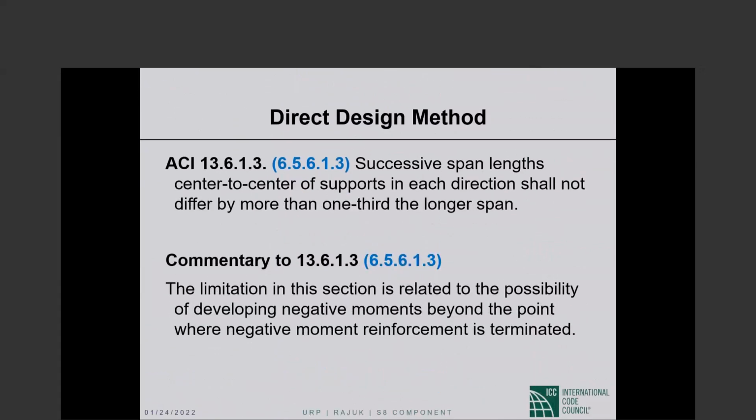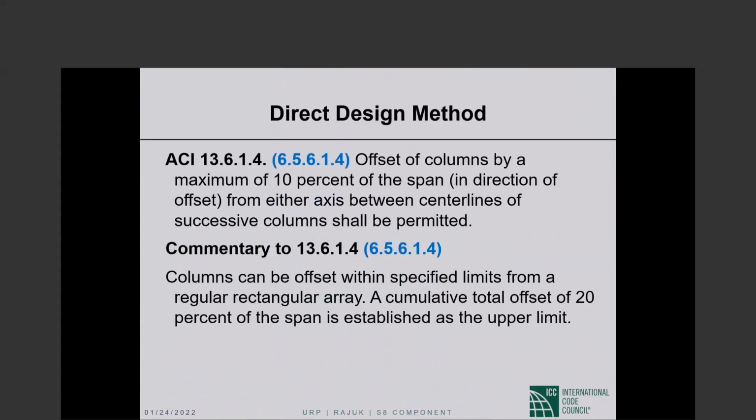Condition 3, successive span lengths center to center of supports in each direction shall not differ by more than 1/3 the longer span. Again, the explanation is in the commentary.